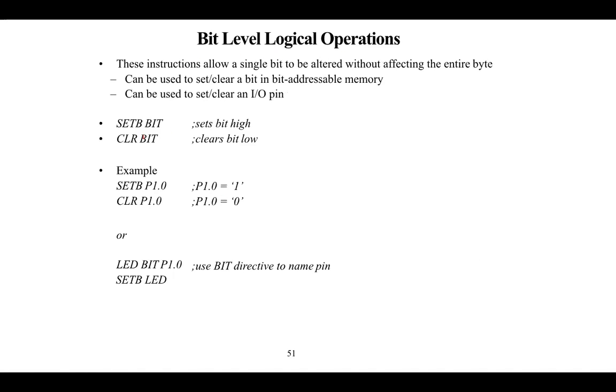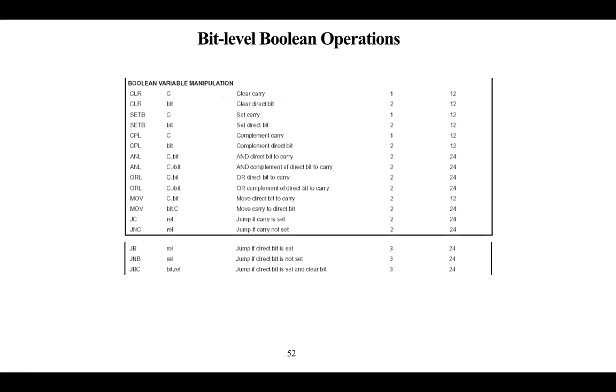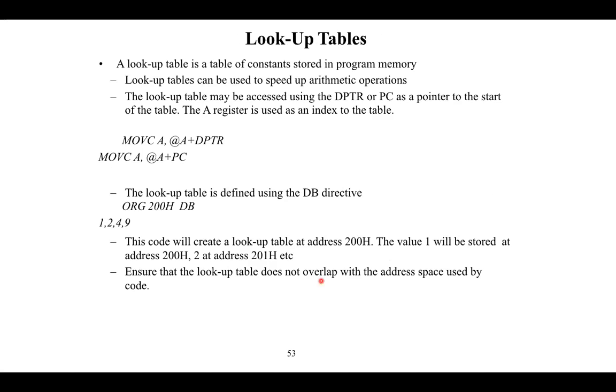Bit level operations. These are the bit level operations, the Boolean operators, the different Boolean operations. CLR C for clear carry, CLR bit for clear direct bit, SETB C set carry, SETB bit set direct bit, CPL C complement carry, and so on. JB jump if direct bit is set, JBC jump if direct bit is set and clear the bit.